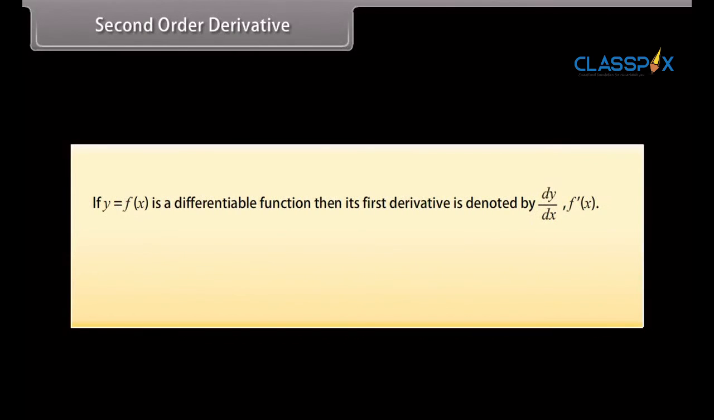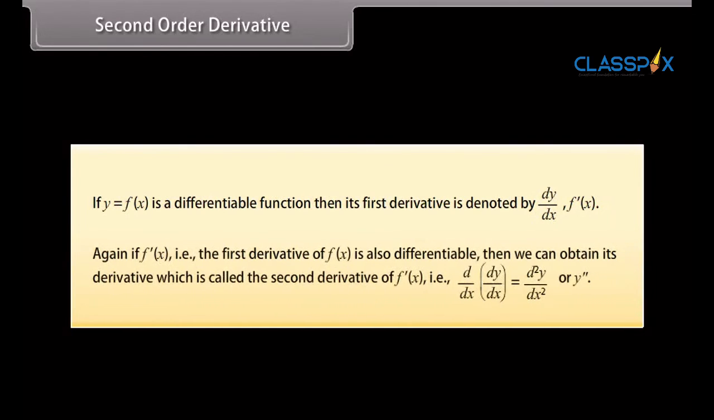Second order derivative. If y is equal to f of x is a differentiable function, then its first derivative is denoted by dy by dx, f dash x. Again, if f dash x, that is, the first derivative of f of x, is also differentiable, then we can obtain its derivative, which is called the second derivative of f dash x, that is, d by dx of dy by dx is equal to d2y by dx square or y double dash.